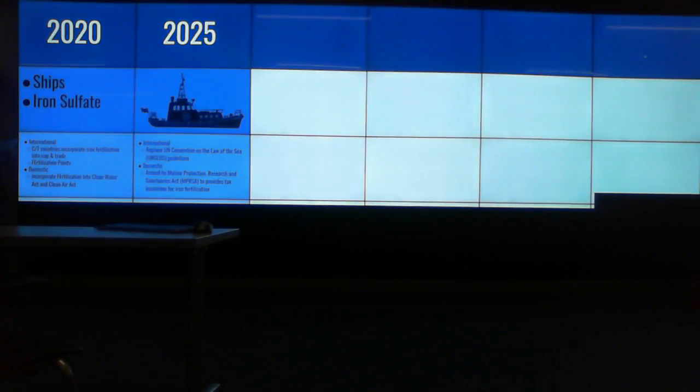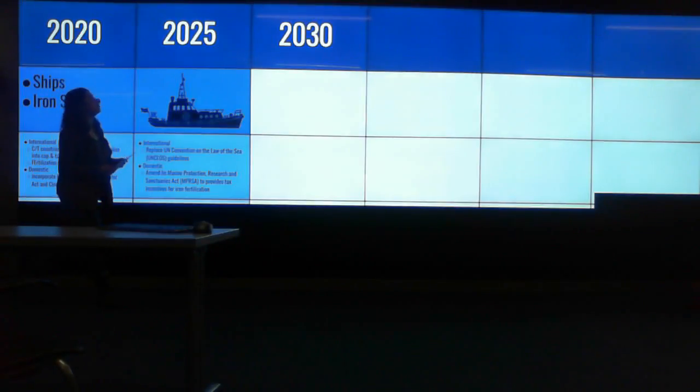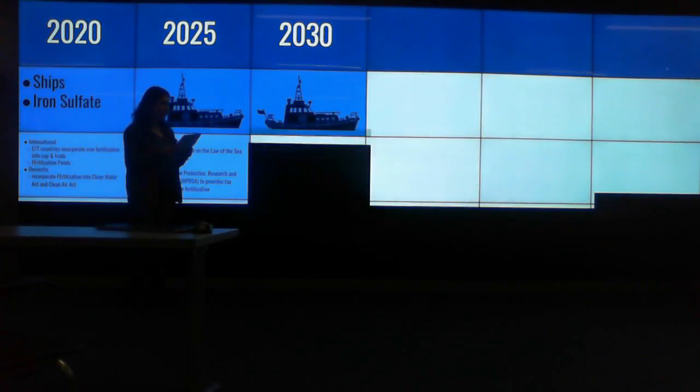And then that's just a dollar sign down there, so you're really not missing anything. And then as we move on to 2030, again, we're gonna have a fun picture of a ship.